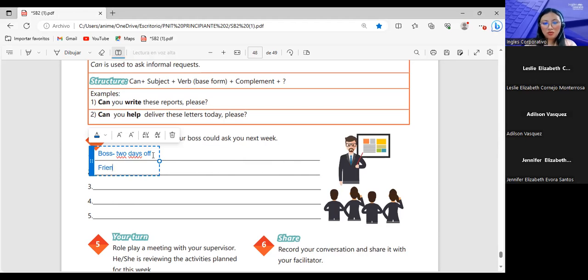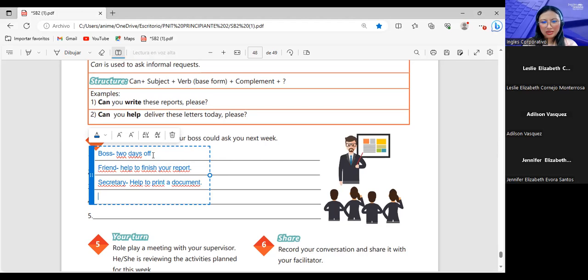Vamos a preguntarle a su amigo, friend, help to finish your, llamémosle, your report. Ayúdame a terminar mi reporte. And then, vamos a pedirle a la secretary que les ayude, help to print a document. Si me ayuda a imprimir este documento.